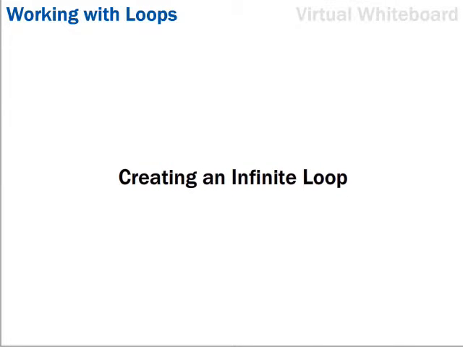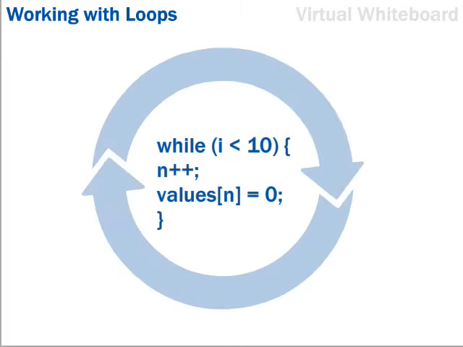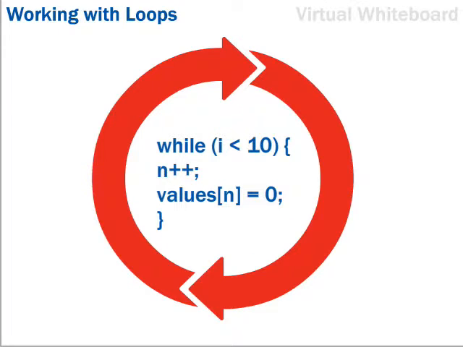In some cases, this can cause problems if you're not careful. For example, look at this loop code. There's a mistake in this example. The condition of the while loop refers to the I variable, but that variable doesn't actually change during the loop. This creates an infinite loop. The loop will continue executing until the user stops it or until it generates an error of some kind.